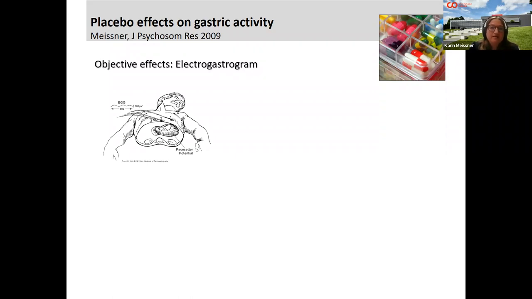This is an approach where you put 3 electrodes on the skin above the stomach, and you can measure and assess the gastric myoelectrical activity. It's called the gastric slow wave with a frequency of 3 times per minute. And so our stomach has a very slow pacemaker activity, but you can measure it also at the skin above the stomach.